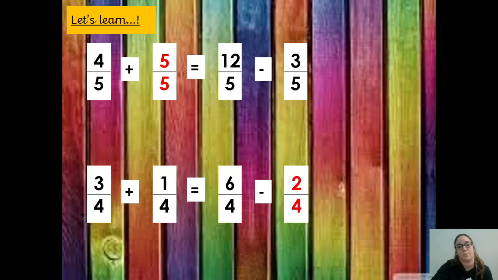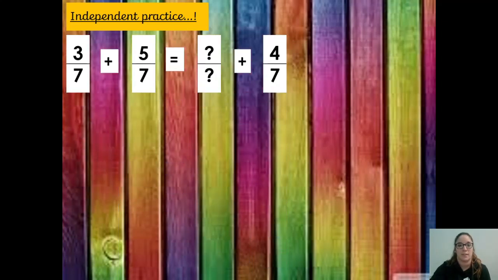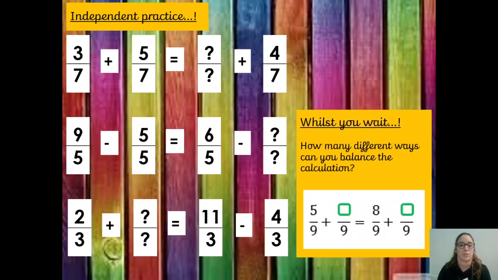Okay, brilliant. I hope you found those okay. Obviously rewind them as much as you need to, or if you're in the class bubble, have lots of discussion about those and how we can weigh them up. And here is your independent practice. You have got 3 questions to balance, so you can write these out in your books. And whilst you're waiting, can you work out how many different ways you can balance the calculation? Again, if you finish this quickly and you want to have a go at this one, write this in your book as well. There's more than one way to think about all the different ways you could balance the calculation.